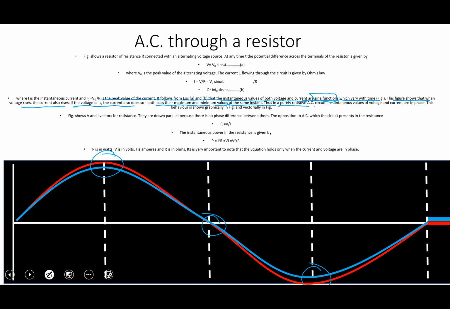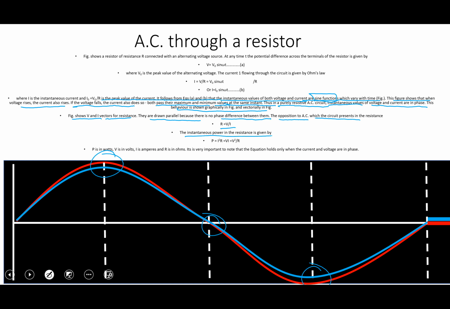Thus, in pure resistive AC circuits, the instantaneous values of the voltage and current are in phase. This behavior is shown graphically in the figure and vectorially in the figure as well. The figure shows the V and I vectors of a resistance. They are drawn parallel because there is no phase difference between them. The opposition to alternating current which the circuit represents is the resistance, R = V/I.